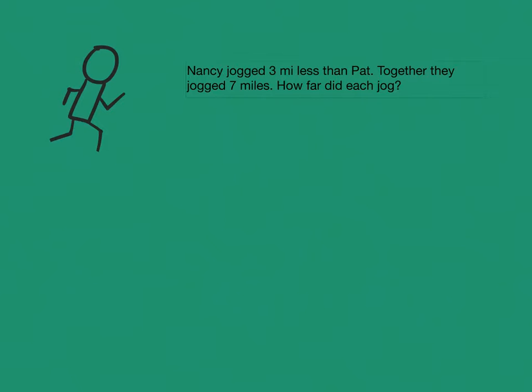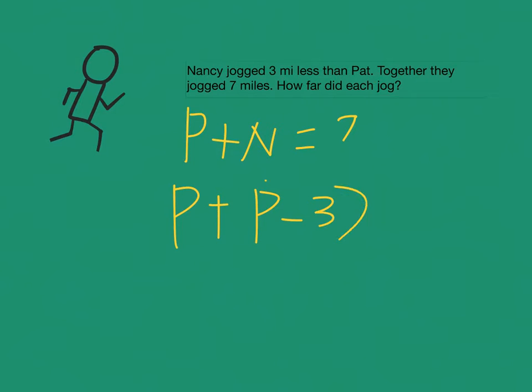So we can write an equation. We can say that we know that Pat plus Nancy, the distance Pat runs and the distance that Nancy runs, is equal to 7 miles. As I said before, Pat is independent. The distance he runs is the distance he runs. He gets to choose. But poor Nancy, she's dependent upon Pat. The distance she runs is 3 miles less than Pat. So I'm going to take Nancy and I'm going to replace her with Pat minus 3. And the total is still 7.